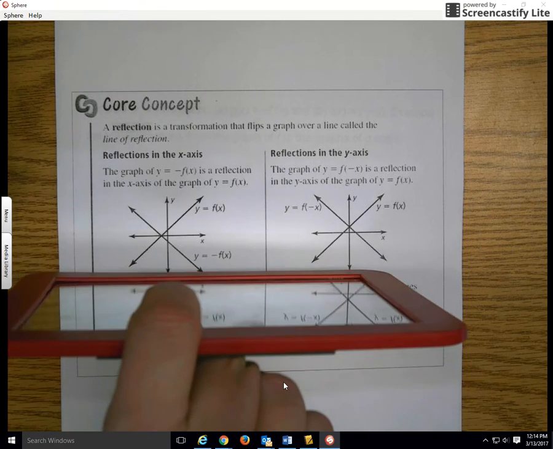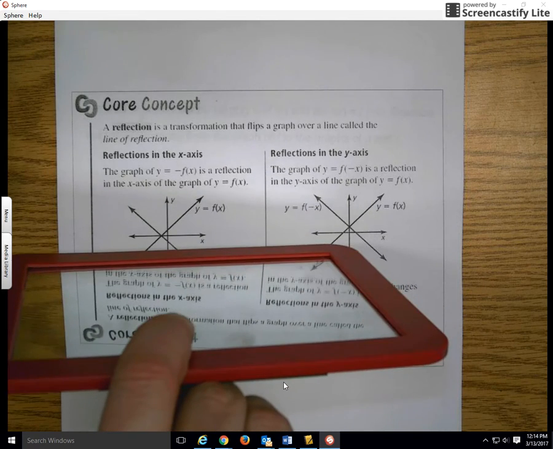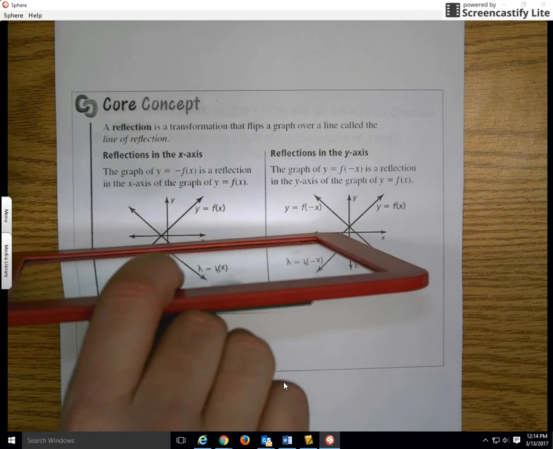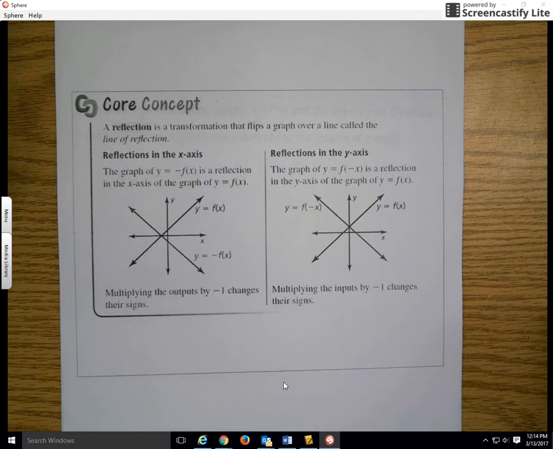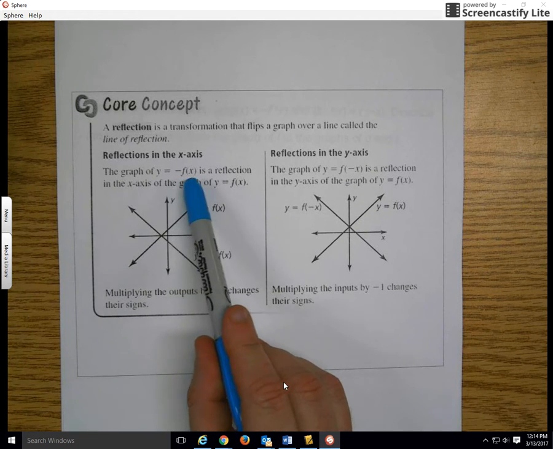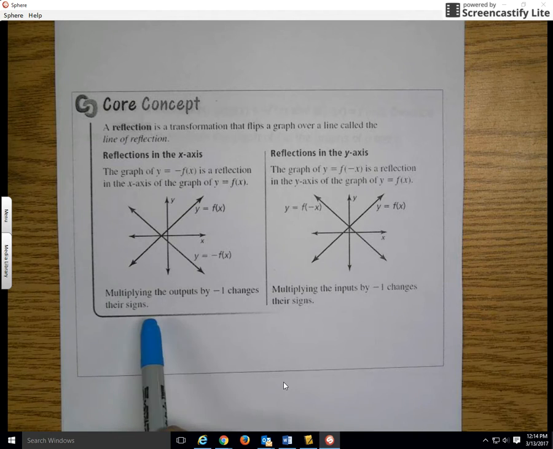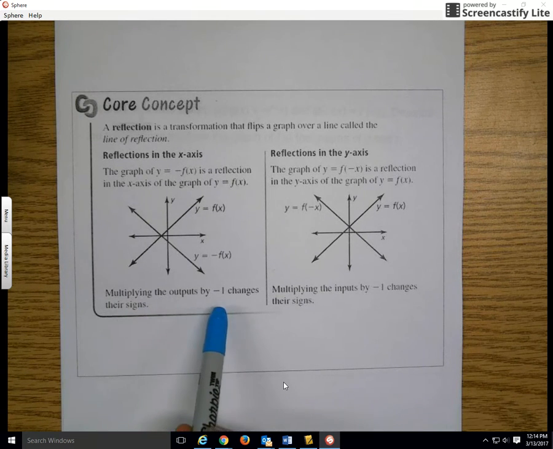Let me show you, it's a bit challenging. There, that's sort of it. But whatever you have on one side, you would have reflected on the other. And that's if it's negative f of x. So another way to look at that is by multiplying the outputs by -1 and changing their signs. We'll demonstrate that in a little bit. But notice it's the outputs that are being multiplied by -1, the outputs.